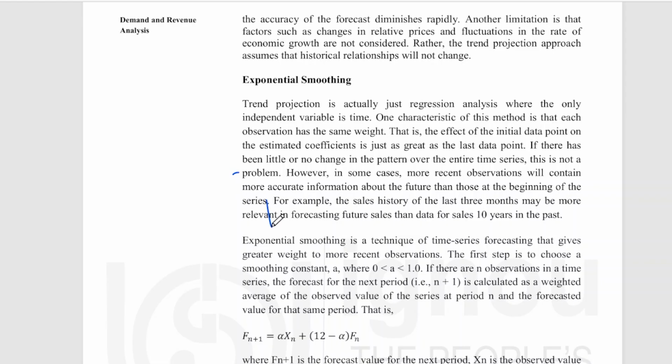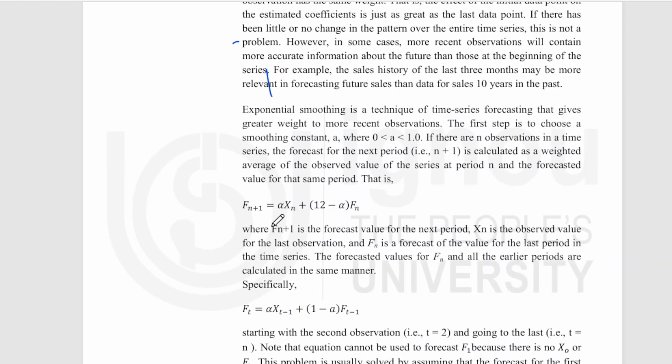Example also here. And exponential smoothing is a technique of time series forecasting that gives greater weight to more recent observations. The first step is to choose a smoothing constant a, where 0 is less than a is less than 1.0.